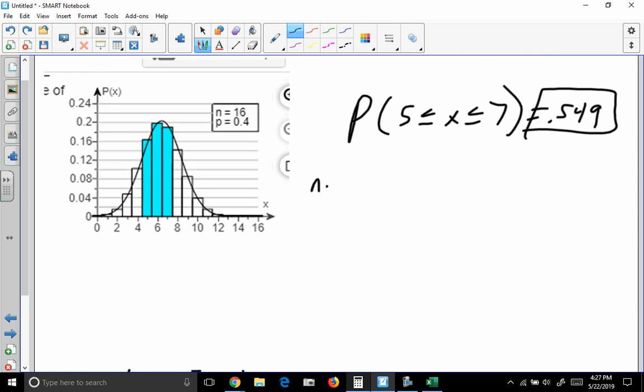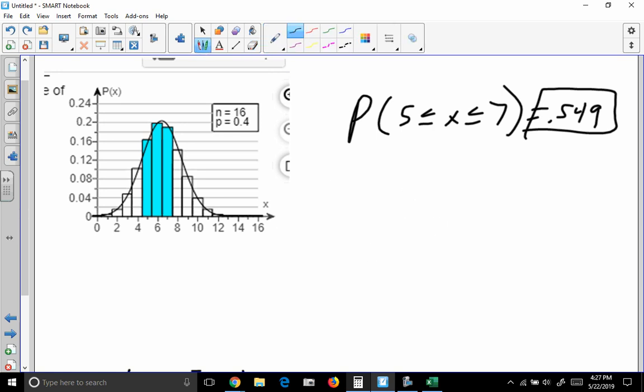since n times p and n times q are both greater than or equal to 5, you can do n times p, that would be 6.4, and n times q, that'd be 9.6. Both of those are greater than 5, so we can use the normal distribution to approximate this.